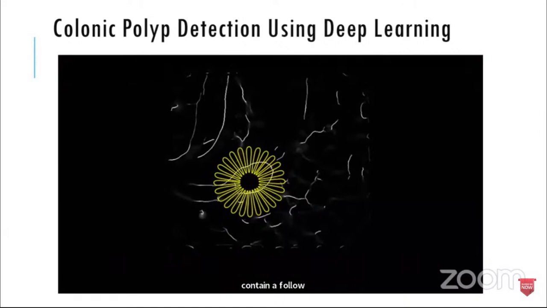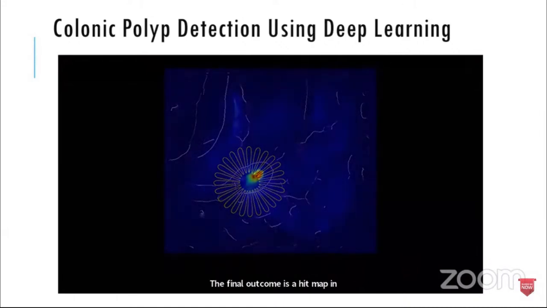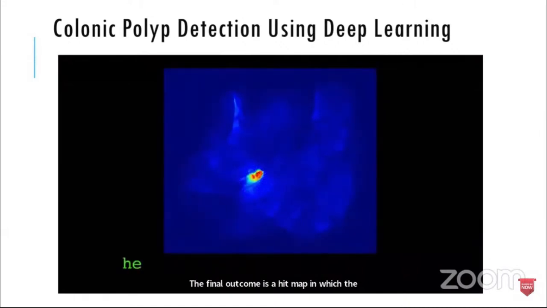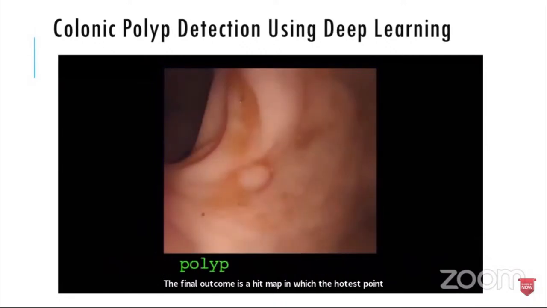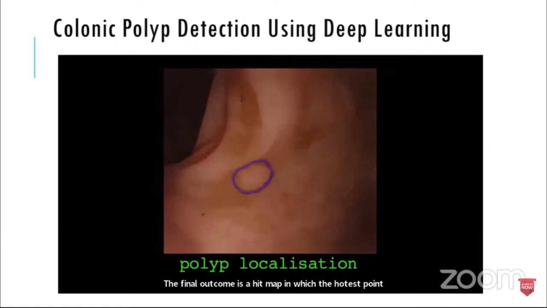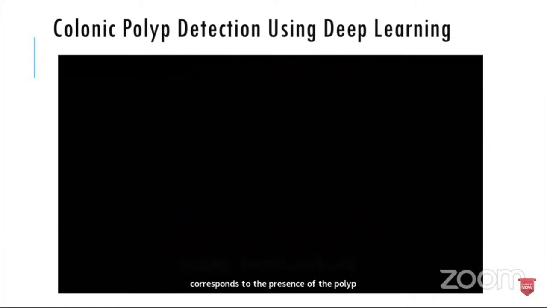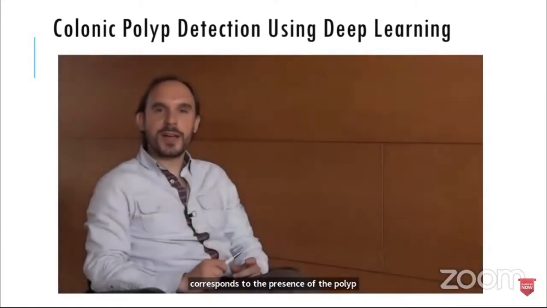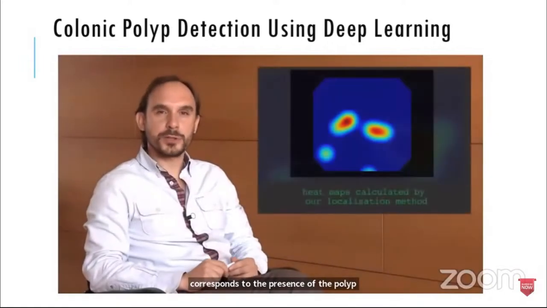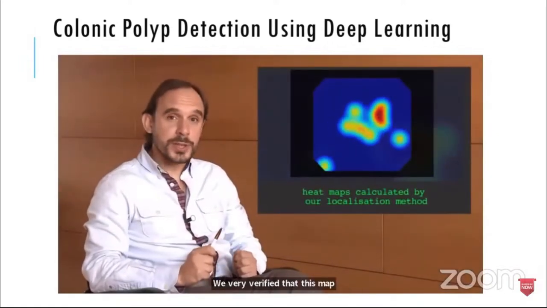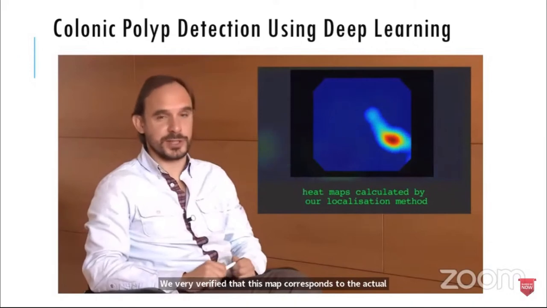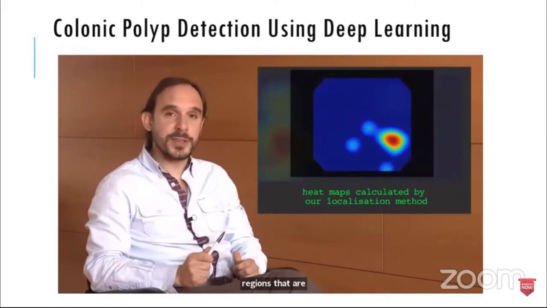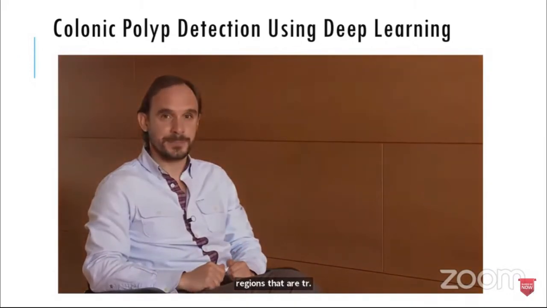The final outcome is a heat map in which the hottest point corresponds to the presence of the polyp. We verified that this map corresponds to the actual regions that attract the attention of the physicians. We validated this by means of eye tracking experiments.